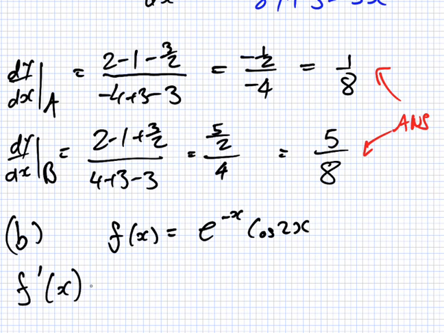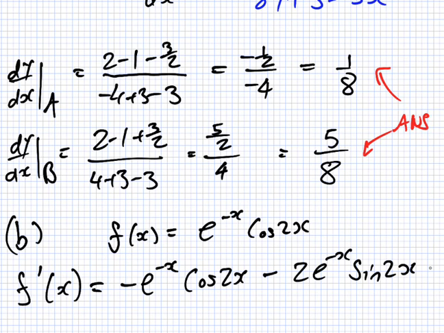No problem, use the product rule: minus e to the minus x cos 2x minus 2e to the minus x sine 2x. And I'm also using the chain rule as well to differentiate cos 2x. Derivative of cos 2x is minus 2 sine 2x. The chain rule, remember, the derivative of the outside multiplies the derivative of the inside function. Anyway, that does part 1.